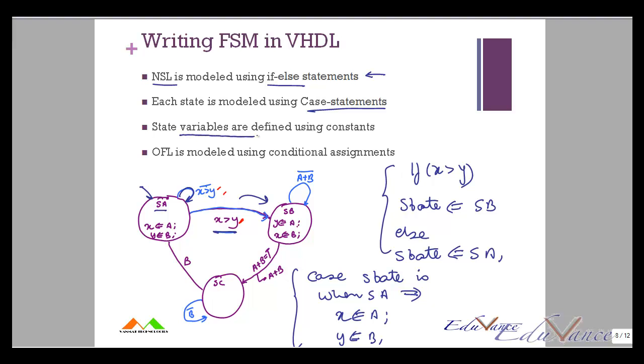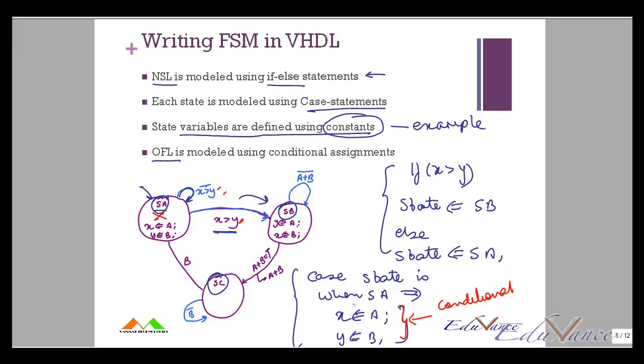Now a little more technical point, which is every state variable, that is SA, SB and SC, I will define as a constant. We will see this in the example. And your OFL, which is your output function logic that I've just written here, will be conditional assignments. Since there was no condition here, there was no condition here. But if there was a condition, then you will have a condition statement here.